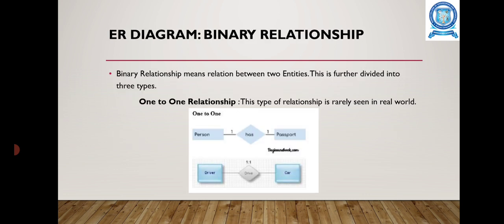Next one is the ER diagram for a binary relationship. A binary relationship is a relationship between two entities. This is further classified into three types. First one is a one-to-one relationship. This is a type of relationship rarely seen in the real world. For example, a person has a passport. This is one of the one-to-one relationship examples. Next, a driver is related to a car. This is also a one-to-one relationship.